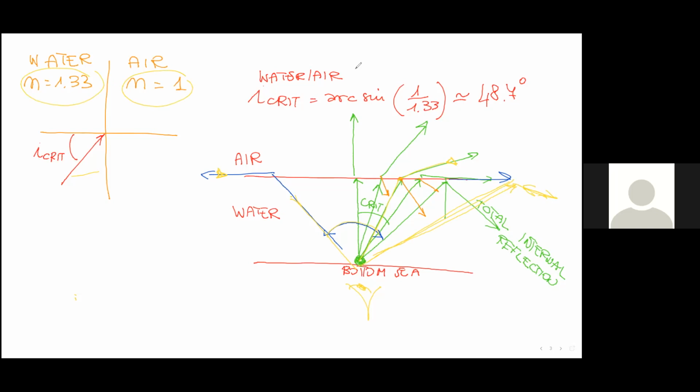Okay? Now, if you have, say, a glass-air interface, then glass has a refractive index of about 1.5. Air has a refractive index of 1. Can you calculate this critical angle? How much is this critical angle?